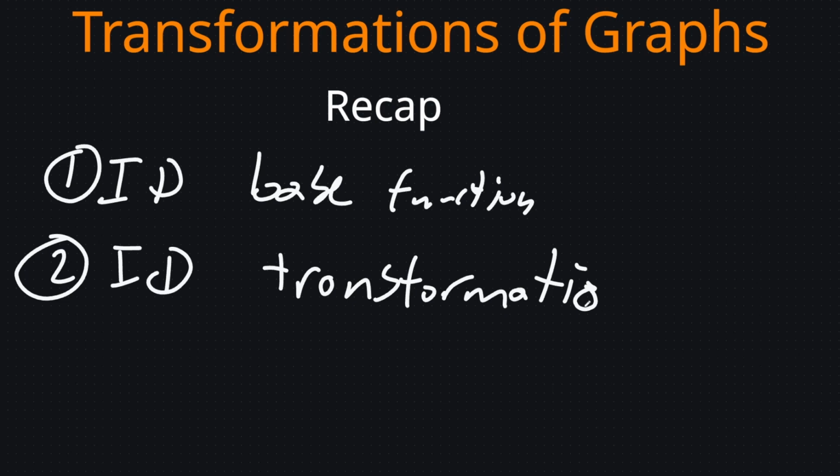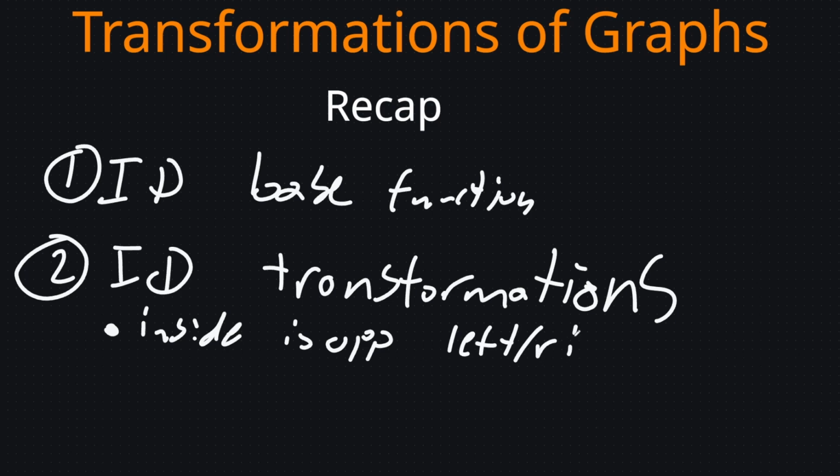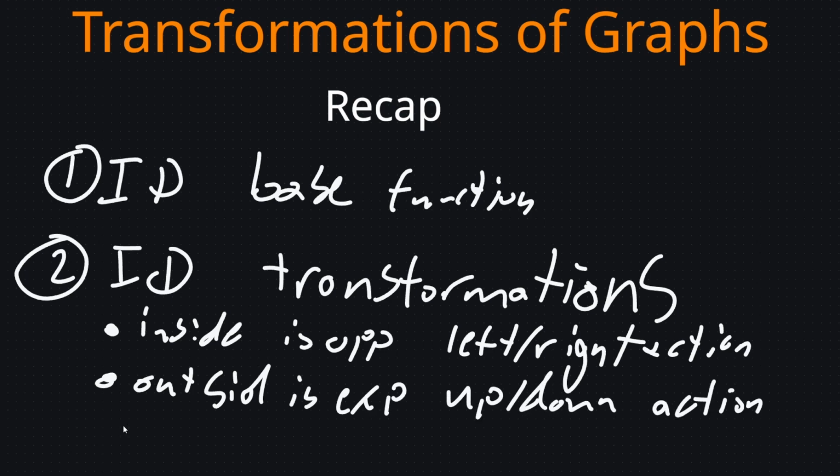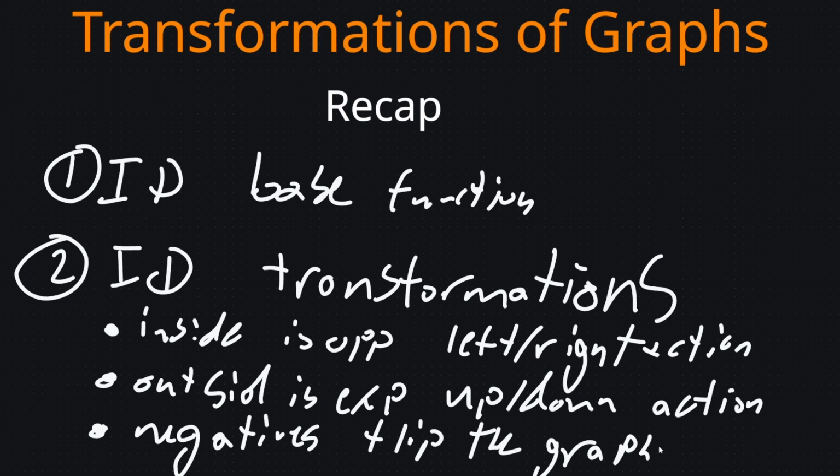Is it being moved up? Is it moving left, flipped, stretched, and so on? When identifying those transformations, there's a couple of key rules to remember. You want to remember that inside is opposite and it's a left-right action. It's going to be a horizontal action. And the outside is what you expect to happen, and it's going to be an up-down action. Furthermore, any negatives are going to flip the graph. And with that, you can solve any transformation of graphs problem and make it much simpler for yourself.